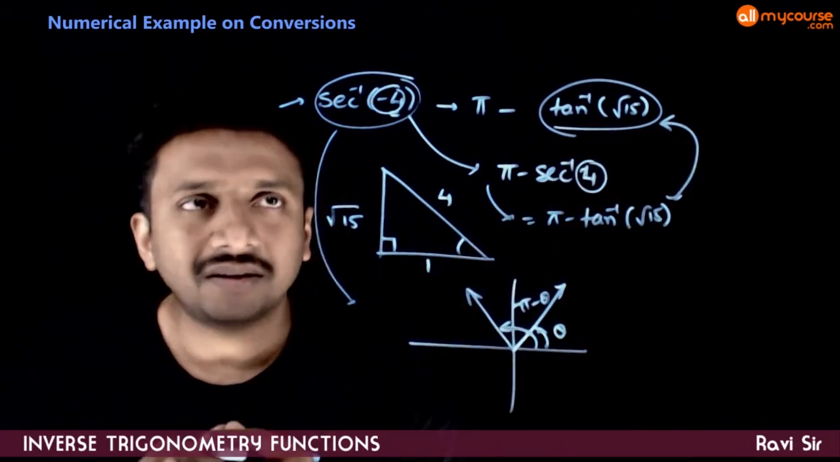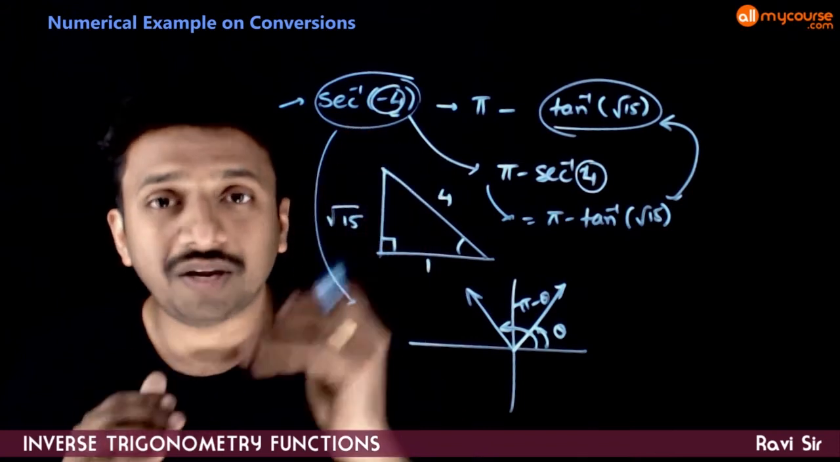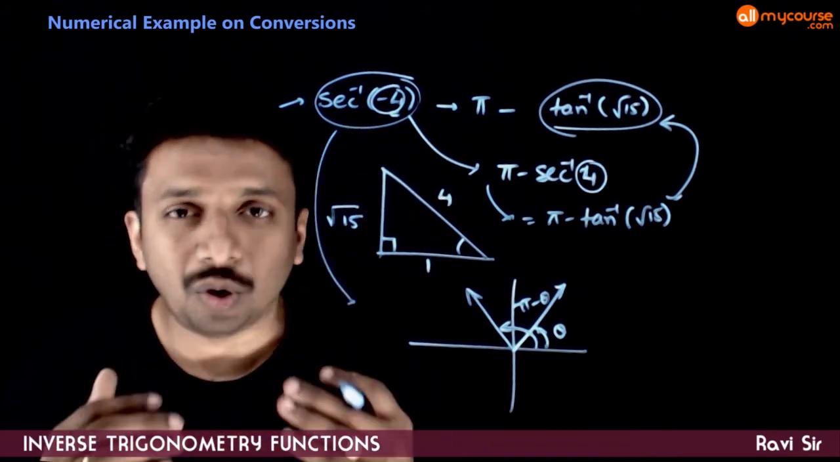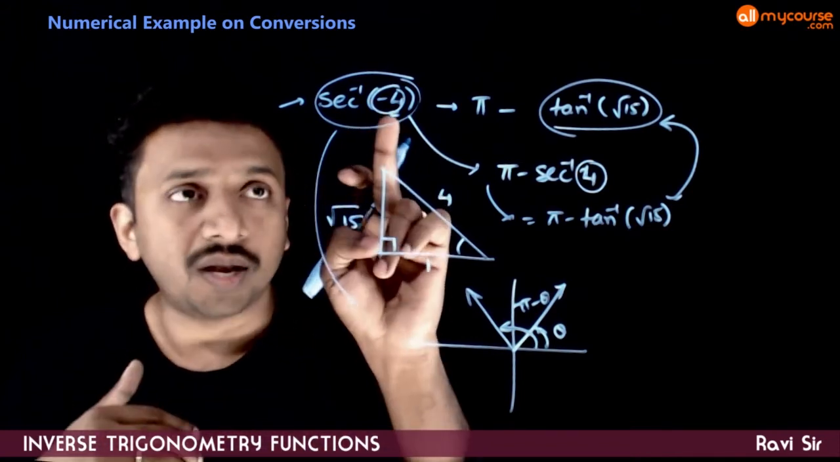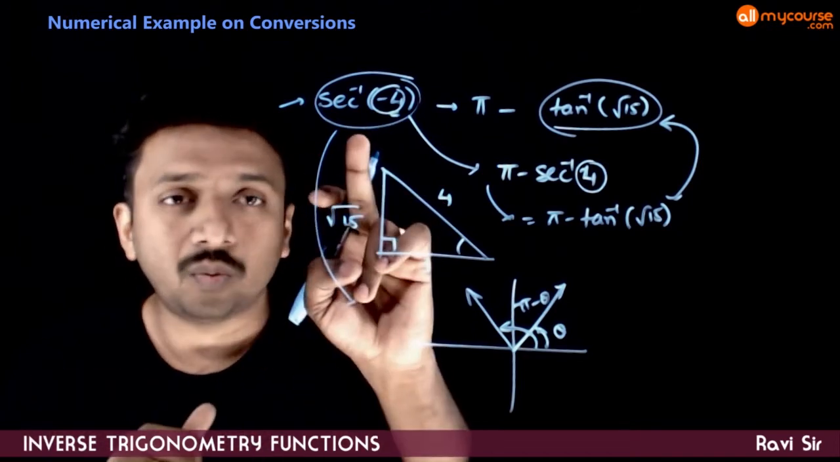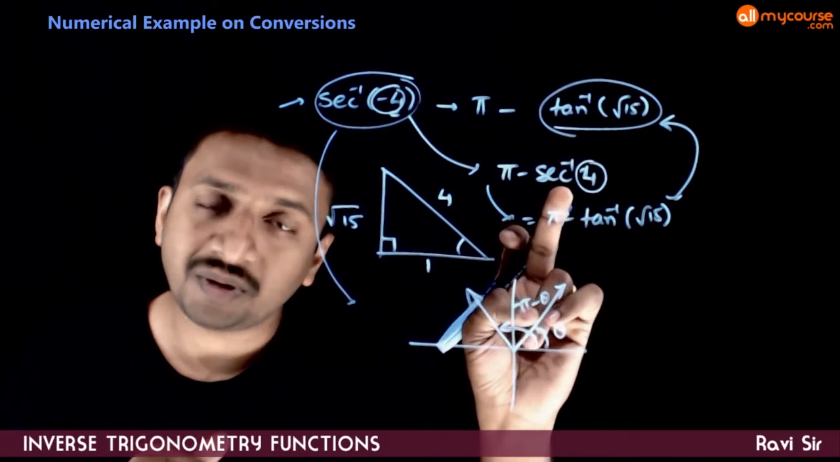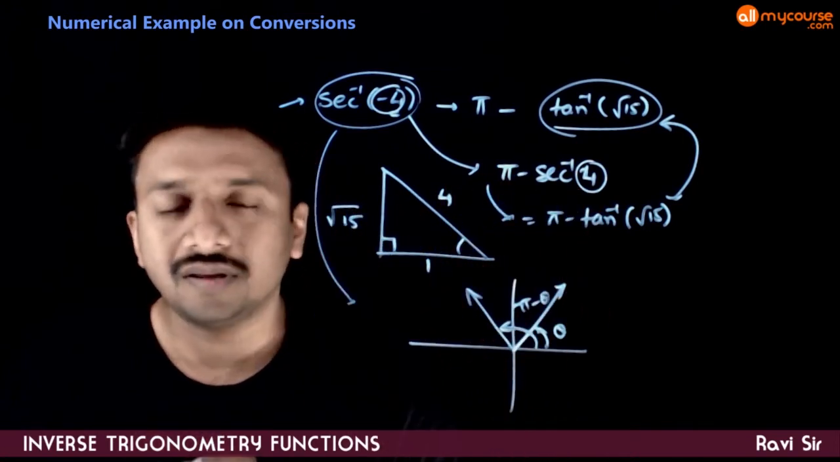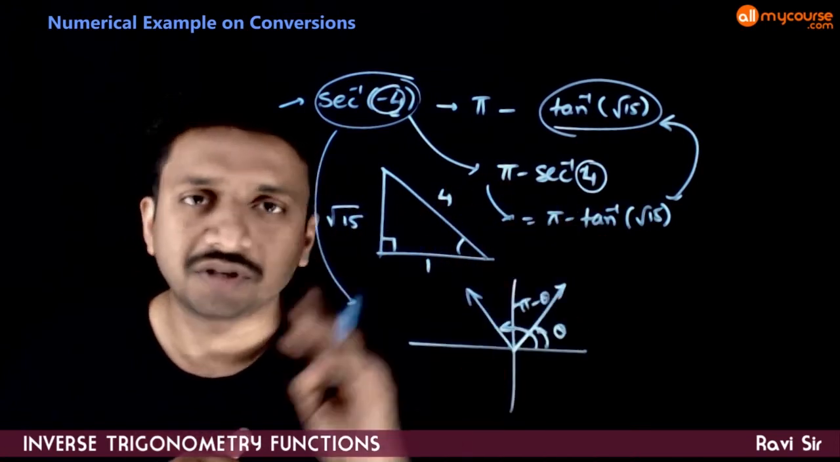So it doesn't really matter in numerical questions. You don't need to remember the formulas also. Whenever you have a negative number, using property 1, convert the number into a positive number, then directly use the triangle method for conversion.